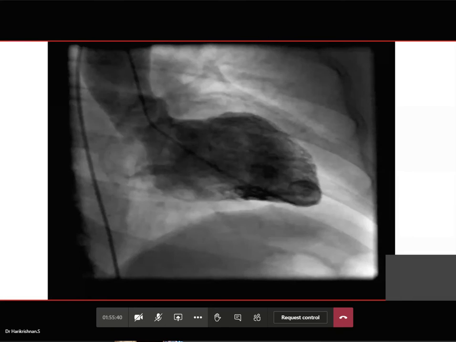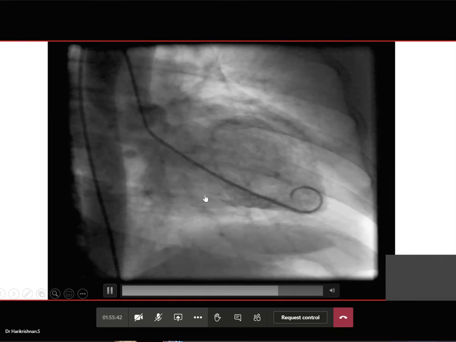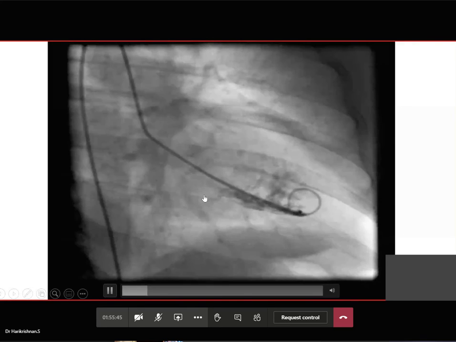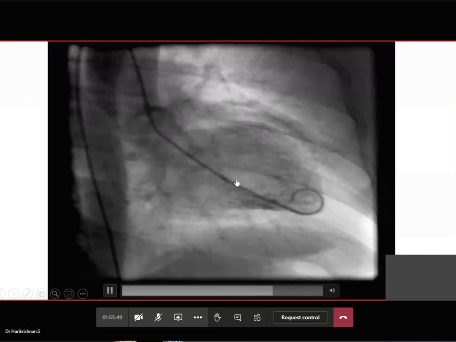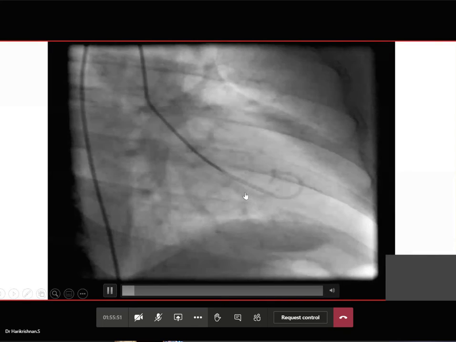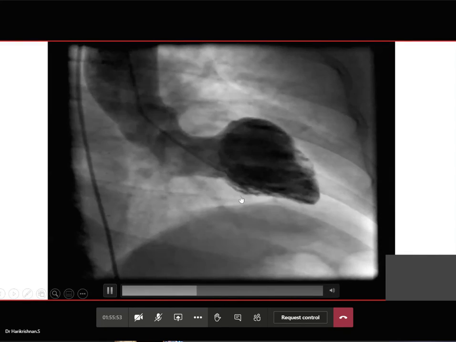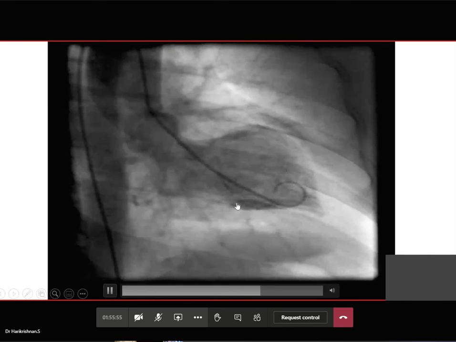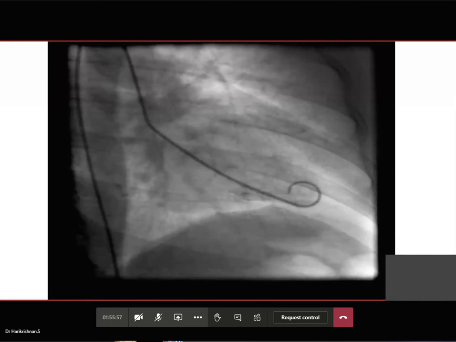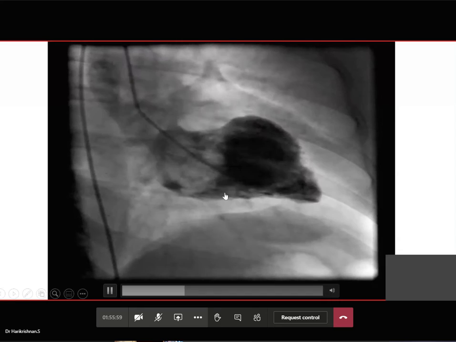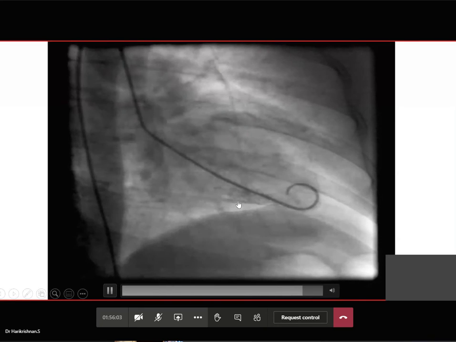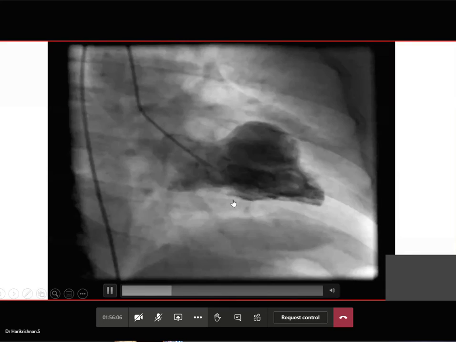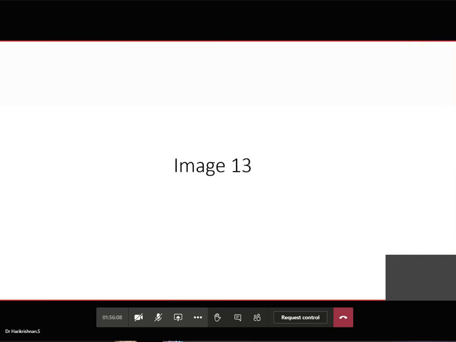RAO view, sir. Angiogram showing RAO view with a pigtail catheter coursing from the descending aorta, ascending aorta into the LV. Very good. It looks like a hypertrophied LV, sir. I don't know whether it is a hypertrophied LV. There is also opacification of LA, sir, suggestive of mitral.